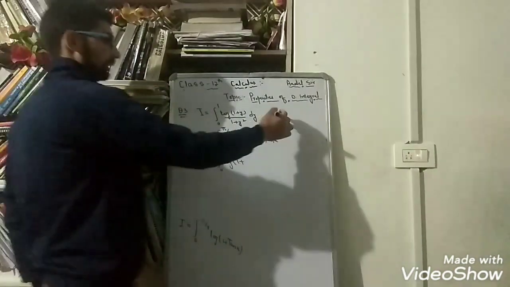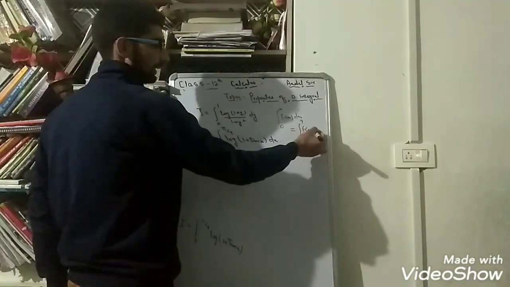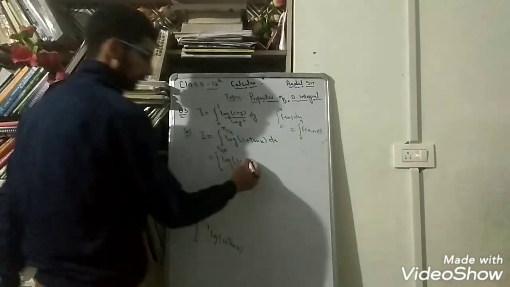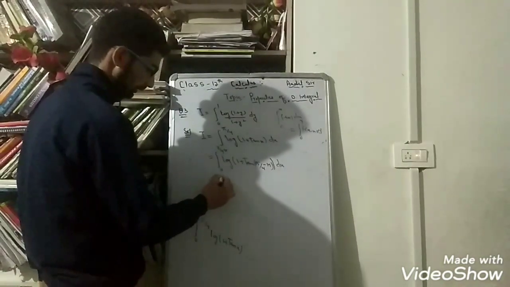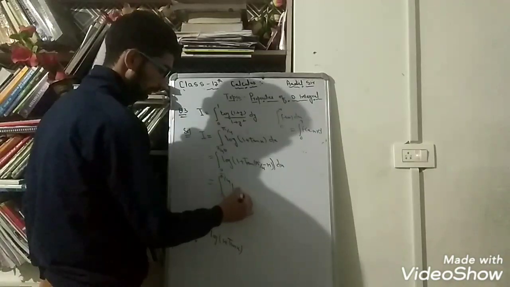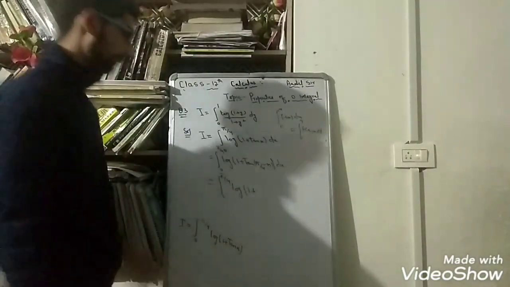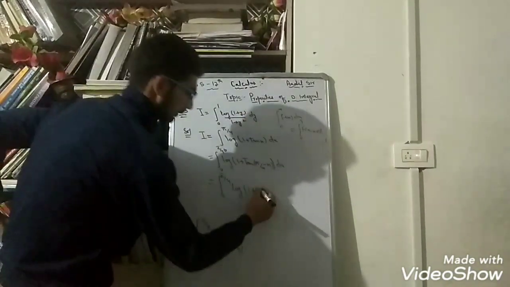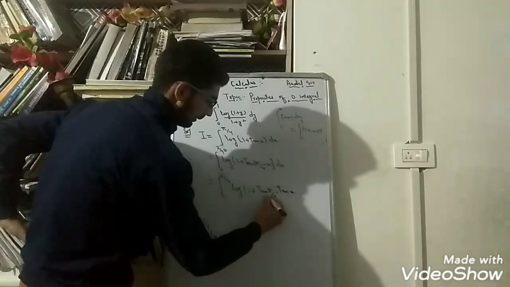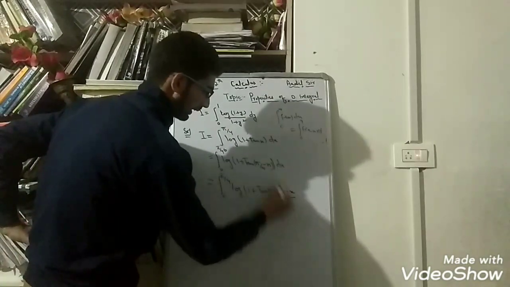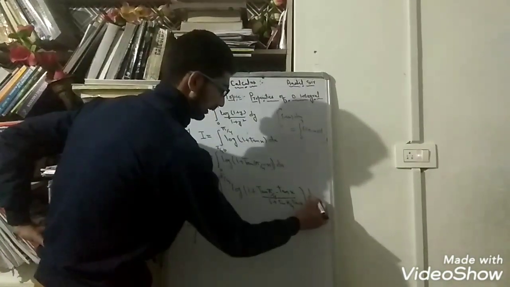We know by the fourth property that the integral from 0 to a of f of x dx is equal to the integral from 0 to a of f of a minus x dx. Here a is pi divided by 4, so it will be tan of pi divided by 4 minus x, and then dx. So it is the integral from 0 to pi divided by 4 of log of 1 plus tan of pi divided by 4 minus x. Now using the formula for tan of x minus y, that is tan x minus tan y divided by 1 plus tan x tan y, here it is tan pi divided by 4 minus tan x divided by 1 plus tan pi divided by 4 tan x, and then dx.